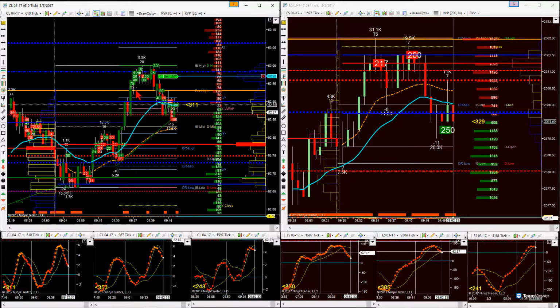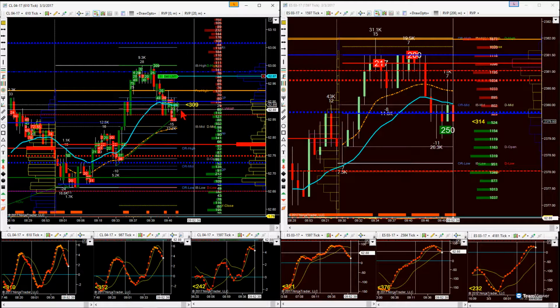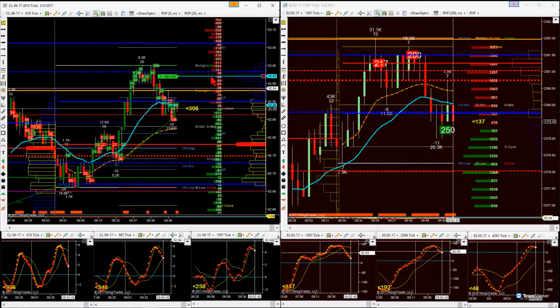Clear negative divergence right now on 610 and 987. If we were to push up to the current high of day, from what I could tell with the way the BBs are printing, I would think we would continue to have negative divergence on a push back up.